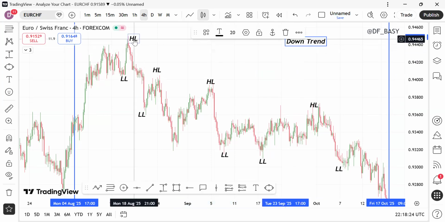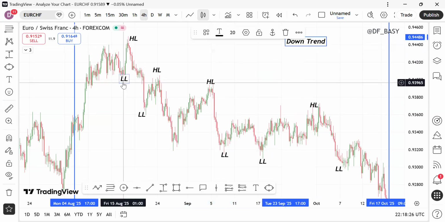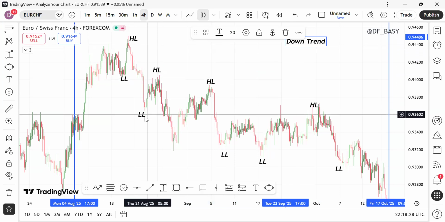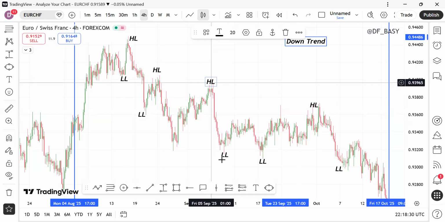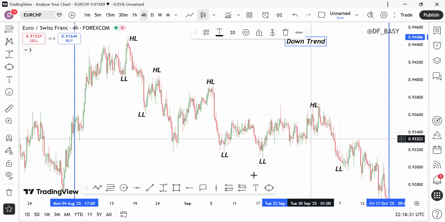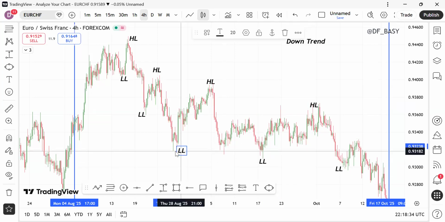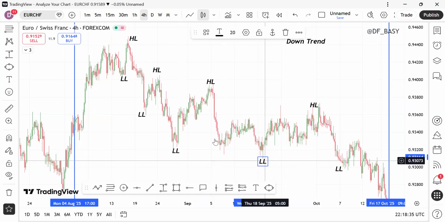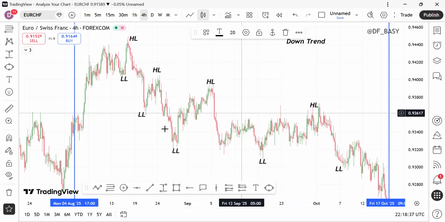Remember, in a downtrend, you have higher lows, lower lows, higher lows, lower lows, right? Okay. So now in these lower lows, what do you see?